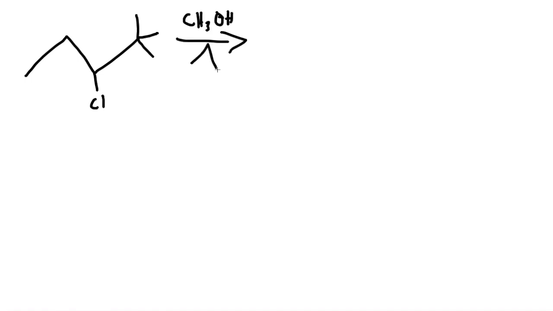Let's do another example here. If we have this structure, and we have chlorine, and this is reacting with, let's say, methanol. And we have heat underneath. So we know this is heat. Heat happens at high temperature. Elimination happens. Here we see that this is a polar protic solvent.